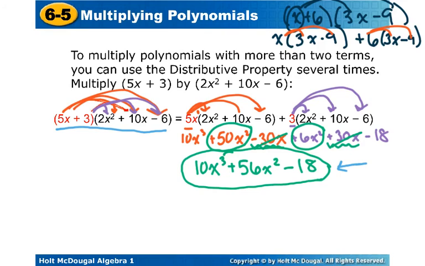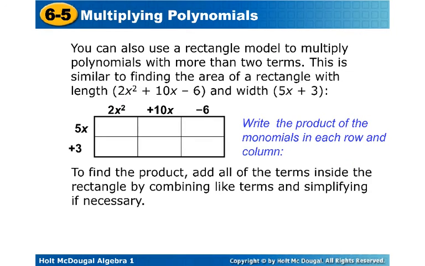So there's another method that you guys can use. It kind of goes off the box method when we were multiplying binomials, but you can use a rectangular model to multiply polynomials with more than two terms. Just like with the binomials, you wrote one down one side and one across the top. You're going to do the same thing with your trinomial and binomial, okay? So my binomial is written down the side, and my trinomial is written across the top. And then remember, to find the product, you're simply going to multiply down and then over, like Punnett squares if you were doing it in science class.